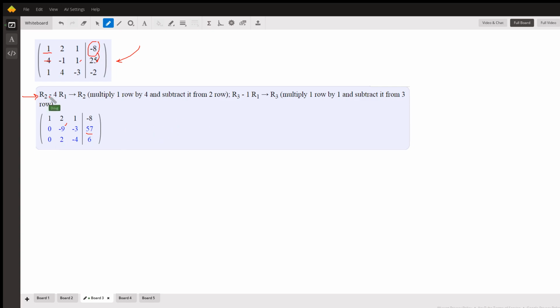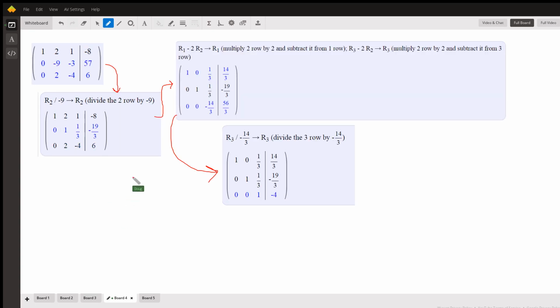And by the same token, I'm going to multiply the first row by negative 1, add it to row 3, giving me a new row 3. So this is the kind of notation you use to specify your elementary row operations. Now that we've got zeros here, our next goal is to get a 1 here. And I can do that just by dividing every element of this row by negative 9. And that's what you're going to see on the next board. Here's the matrix that I had on the previous board, and I'm going to divide row 2 by negative 9. And these are the new elements here.